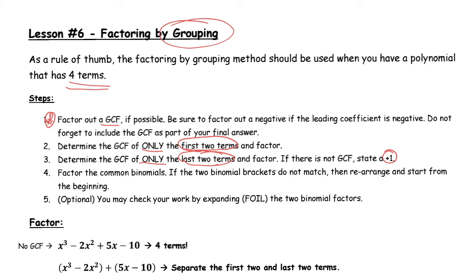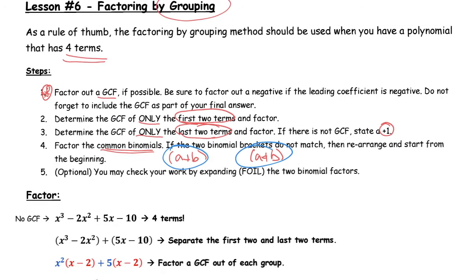Once that's done, if factoring by grouping is the actual type of factoring we need to be using here, then there should be a common binomial factor. You should see in both expressions this a plus b and then this a plus b, whatever that turns out to be. And so then we're going to factor out that common binomial a plus b. And then, just like we've done before, you should be able to check that you're doing the work right by expanding it back out by distribution.